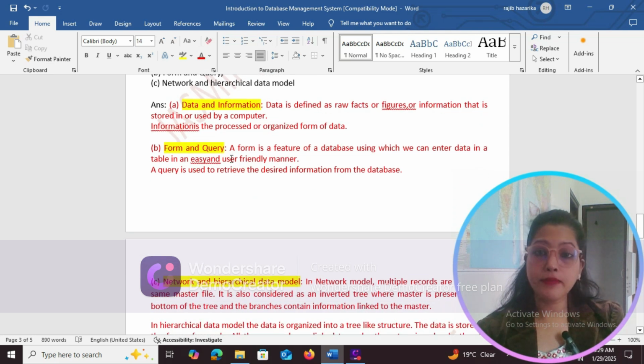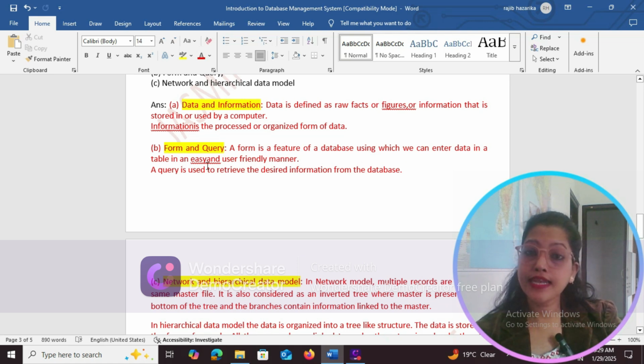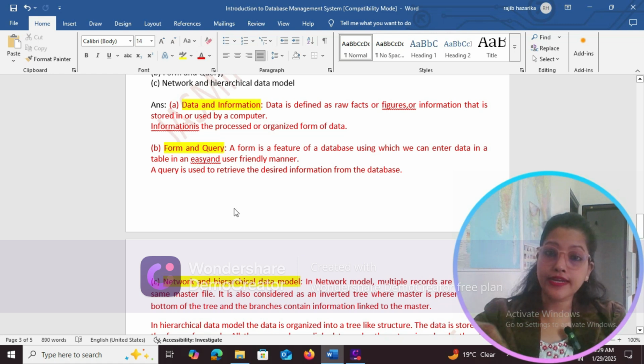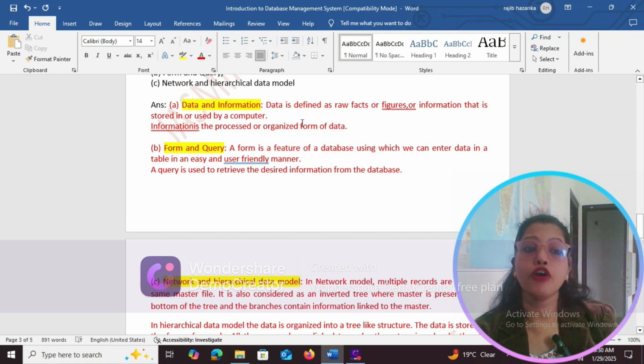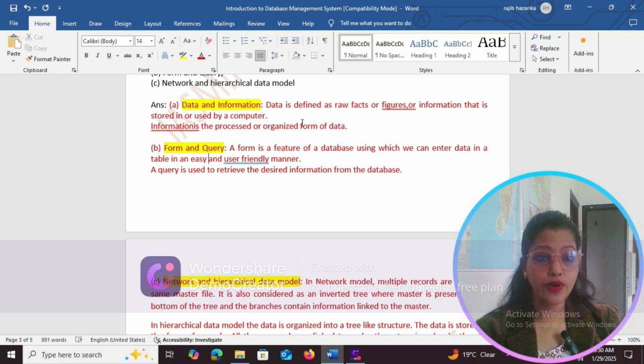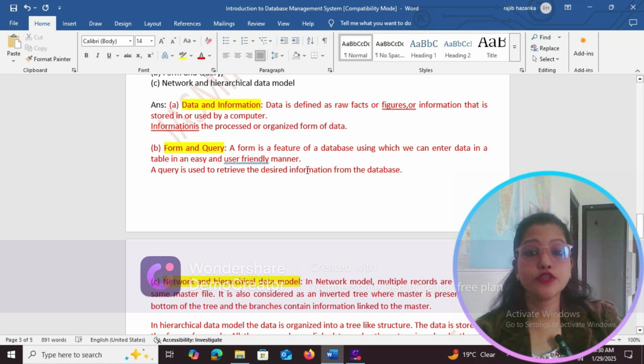Okay. Then form and query. A form is a feature of a database using which we can enter data in a table in an easy and user friendly manner. Okay. For example, we are doing the online form fill up of any exam, any competitive exam, or we are filling the Facebook also. There is a form. While creating our account, we fill a form, right?